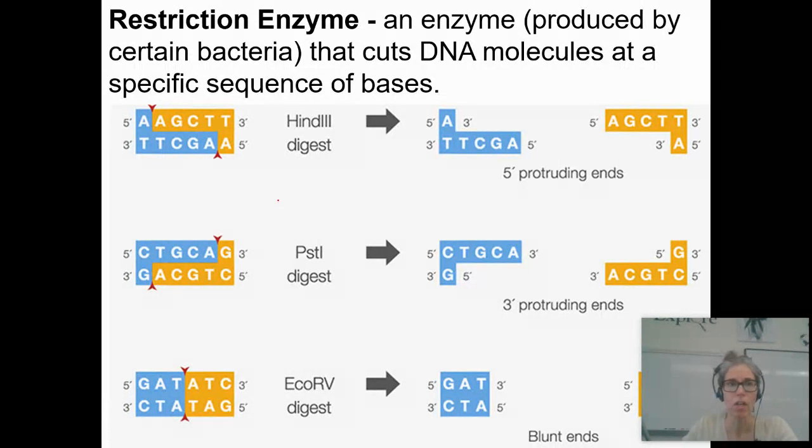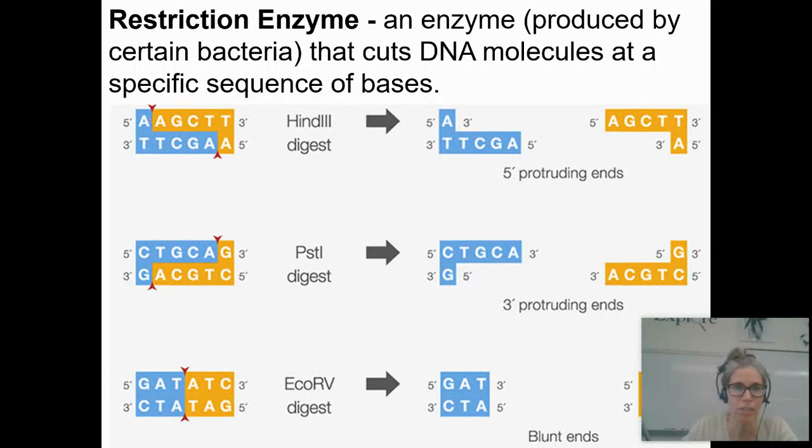Okay, so a restriction enzyme is an enzyme produced by certain bacteria that cuts DNA molecules at specific sequences of bases. So E. coli has a couple of restriction enzymes, and Streptococcus has other restriction enzymes, and we use those in the lab. So for example, the HindIII digest cuts every time this enzyme can actually recognize a segment of DNA.